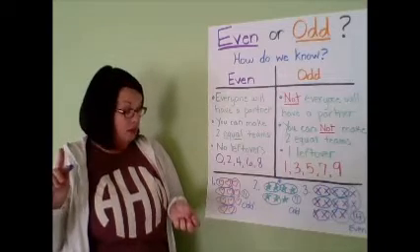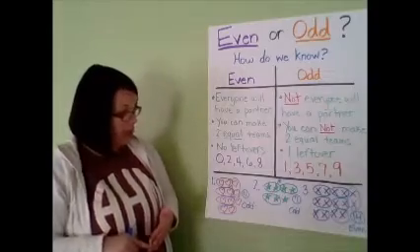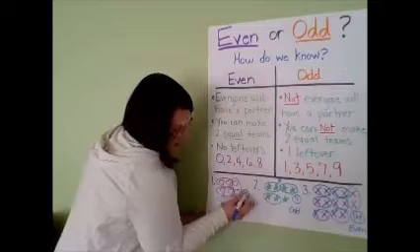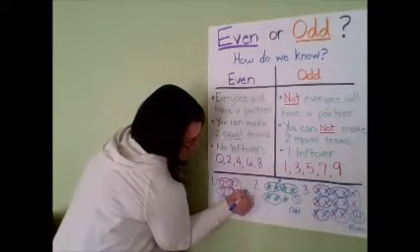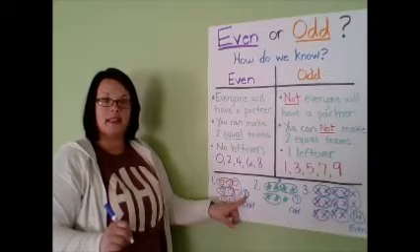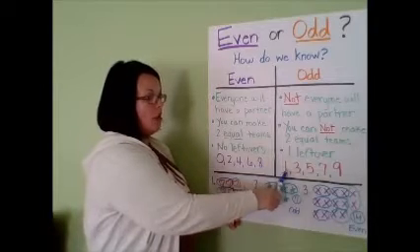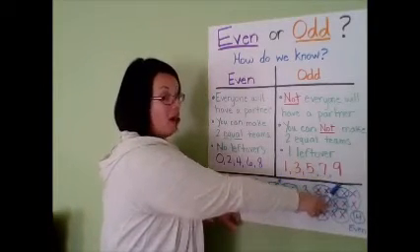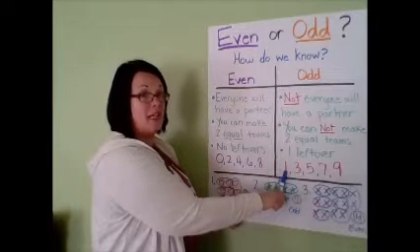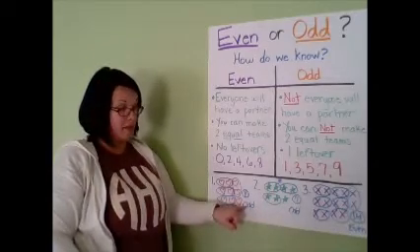But what you can do, if you're looking at a number, you can look at the number that's in the ones place. So this would only work with 2-digit numbers. But look right here. The number 1 in 11 is in the ones place. So if I remember 0, 2, 4, 6, 8 are even, 1, 3, 5, 7, 9 are odd, the number in the ones place is going to tell me if the number is even or odd. So that means that 11 is an odd number.